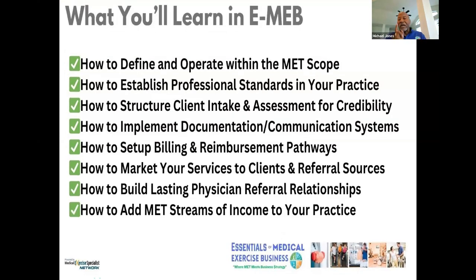So what you'll learn: how to define and operate within your MET scope of practice, how to establish professional standards for your practice, how to structure the client intake and the assessment for credibility dealing with the medical community, how to implement documentation and communication systems. If a client comes into your practice, they have a medical condition, and they have a physician, chiropractor, or therapist of record, and you're not communicating with them at all, you are not providing medical exercise training services. You're just doing personal training for a client with a medical condition. So please make sure you communicate with the doctors, therapists, or chiropractors.